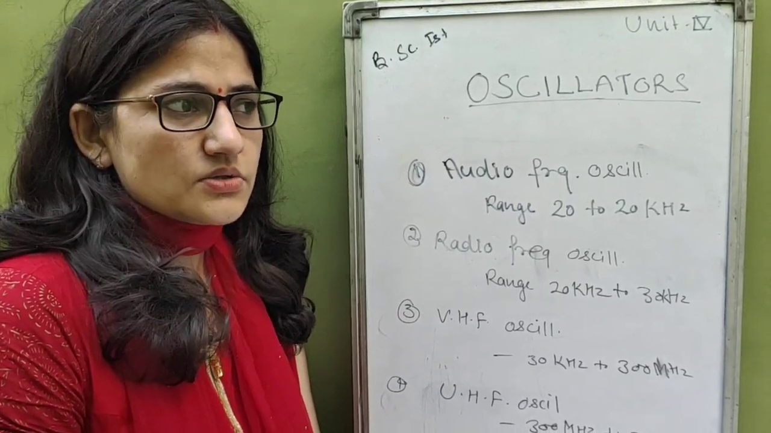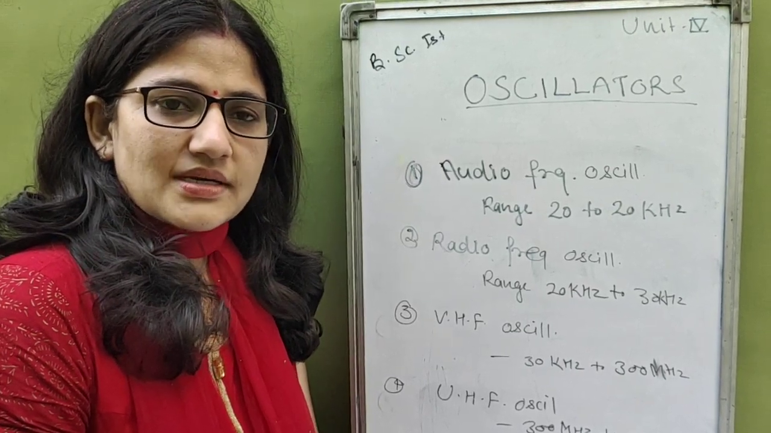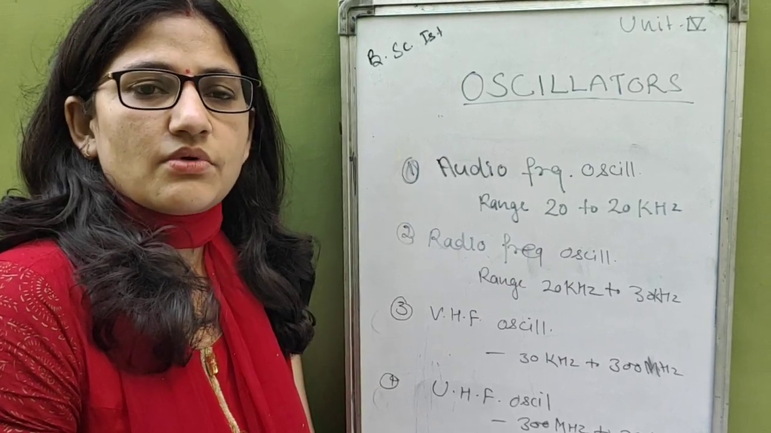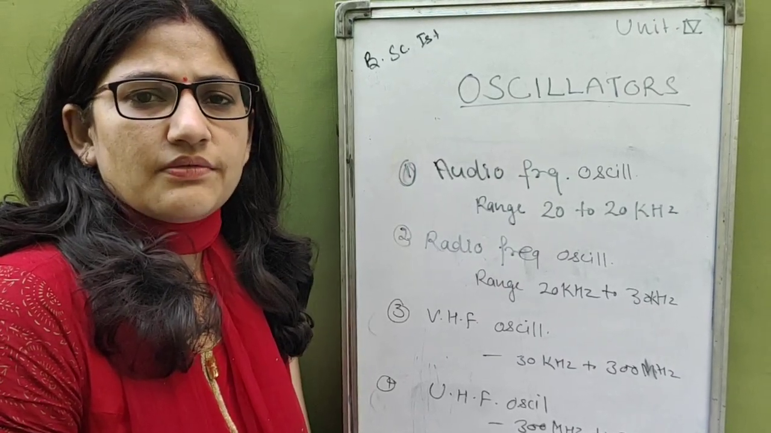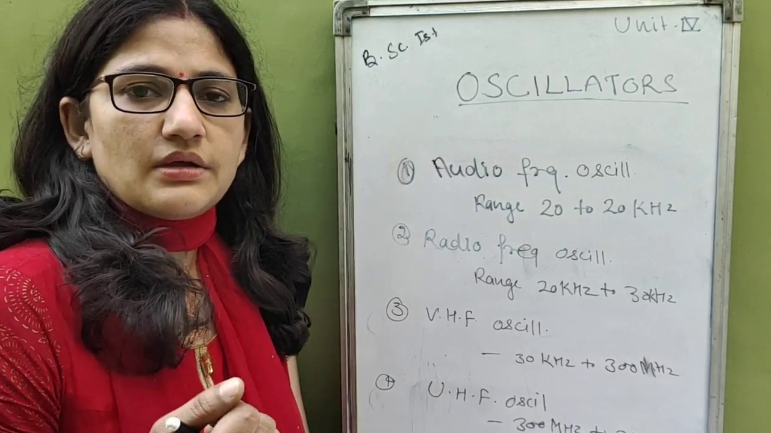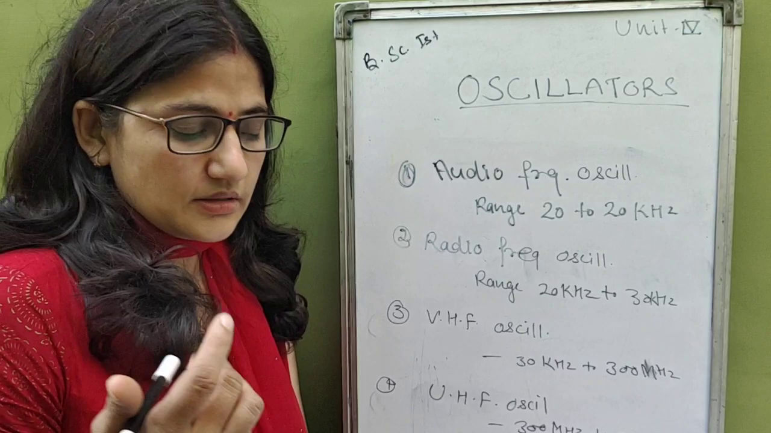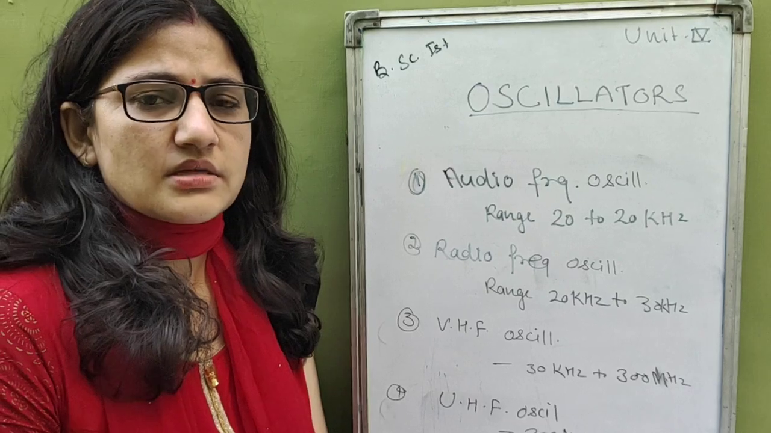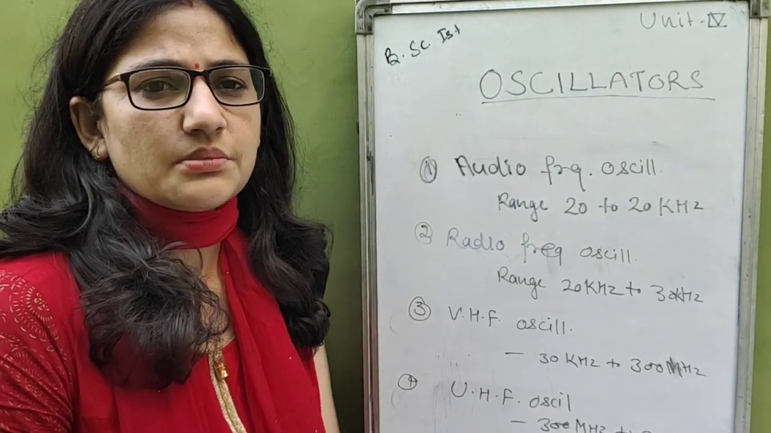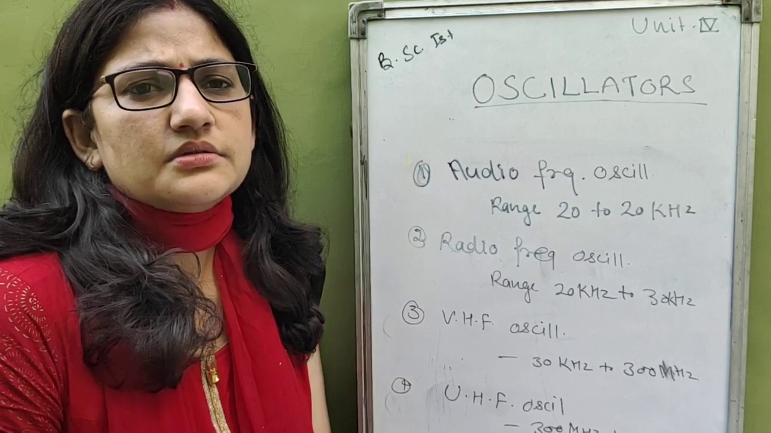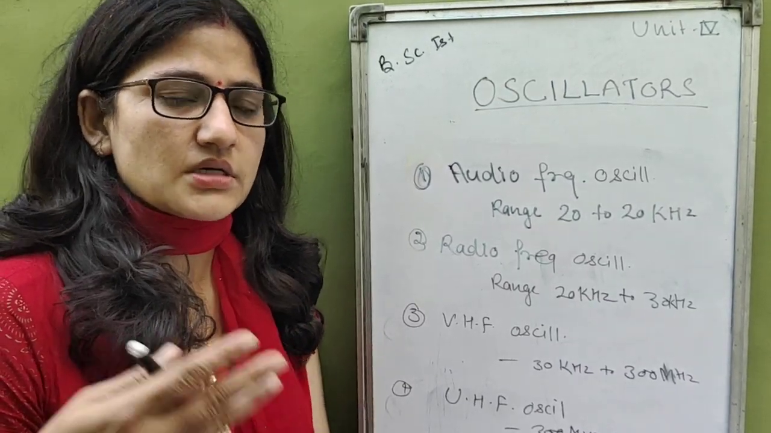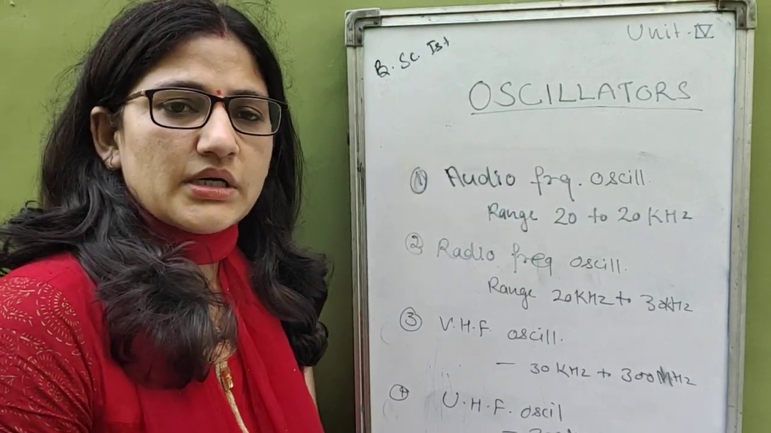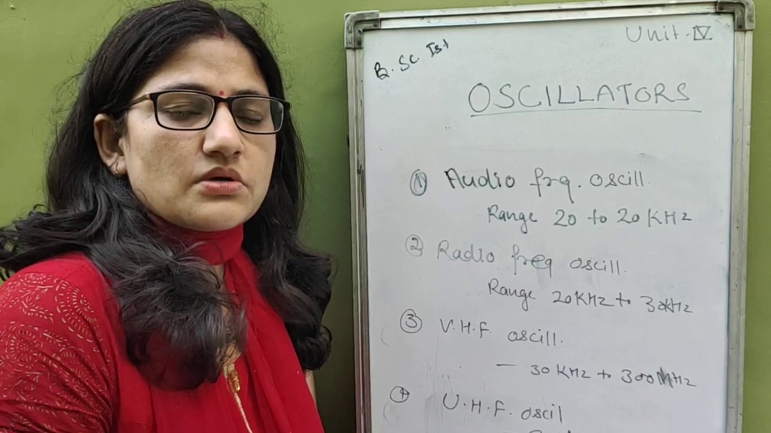And second is non-sinusoidal oscillators. Non-sinusoidal oscillators are those which produce oscillation in a non-sine waveform. It may be a square wave, sawtooth wave, triangular wave, etc. The main example of non-sinusoidal oscillators is multivibrators. That is not of our interest; multivibrators are studied in higher classes, and they are an example of non-sinusoidal oscillators.